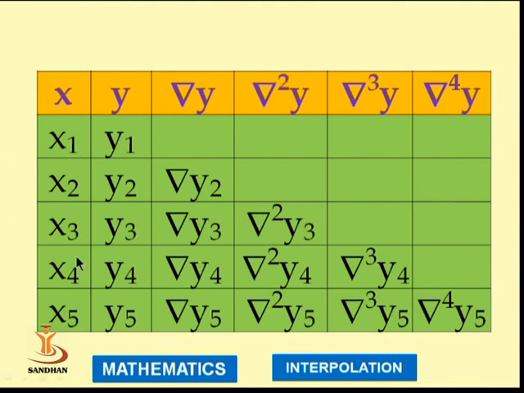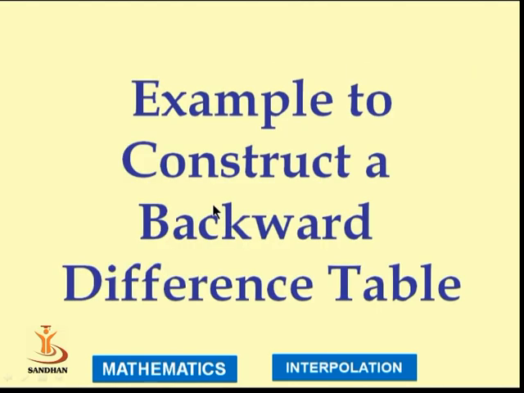So what we say is, when we have a backward difference table constructed, we have the lower triangle saturated, whereas when we construct the forward difference table, we will have the upper triangle saturated. So this is how the backward difference can be computed.